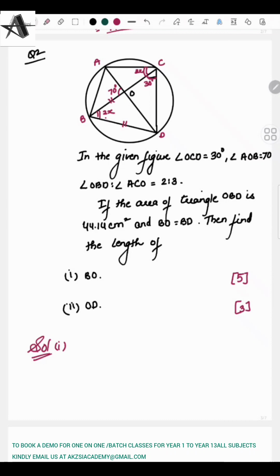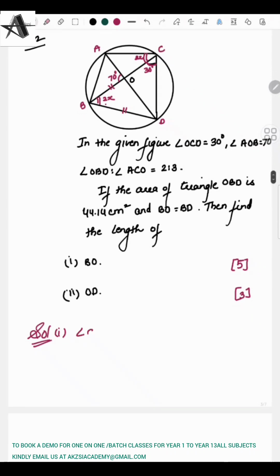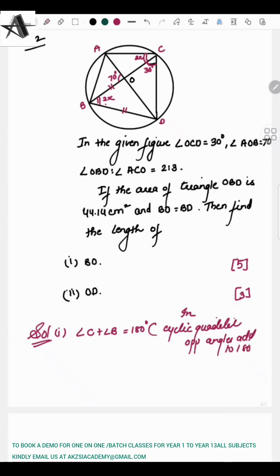So for one, I can say that angle C plus angle B, the complete angle C and complete angle B, add up to 180 degrees, because in a cyclic quadrilateral, opposite angles add up to 180 degrees. Next, I can write down the value of angle C: 30 degrees and 3x, so 30 plus 3x. And angle B, we know only 2x, but the other part we don't know.